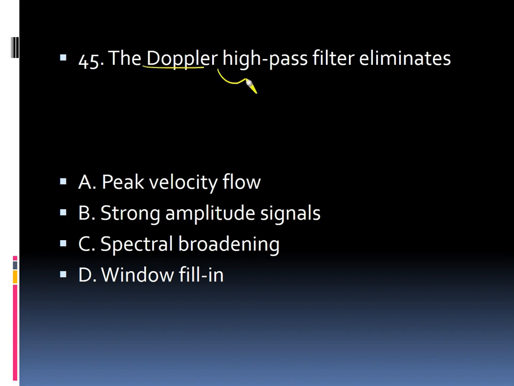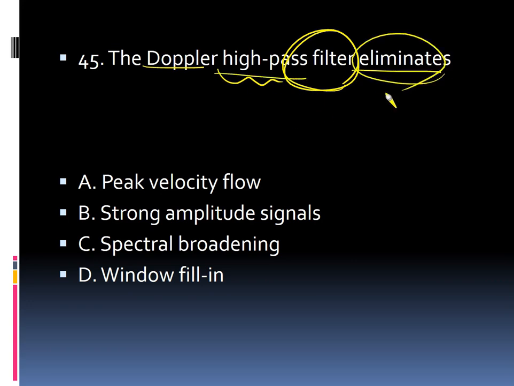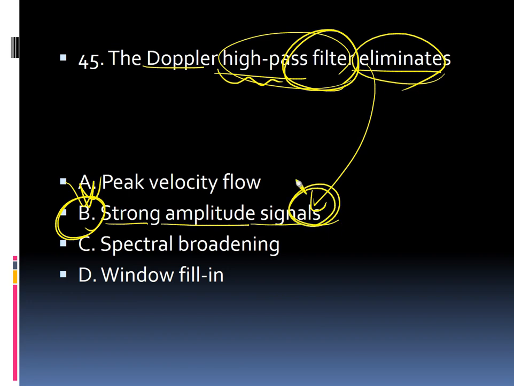This question is about the high-pass filter in Doppler. It is asking about which components are removed when this filter is used. The correct answer is option B. You can understand that signals with high amplitude are removed when a high-pass filter is used. Through these simple problem-solving exercises, you just need to check the basic concepts.